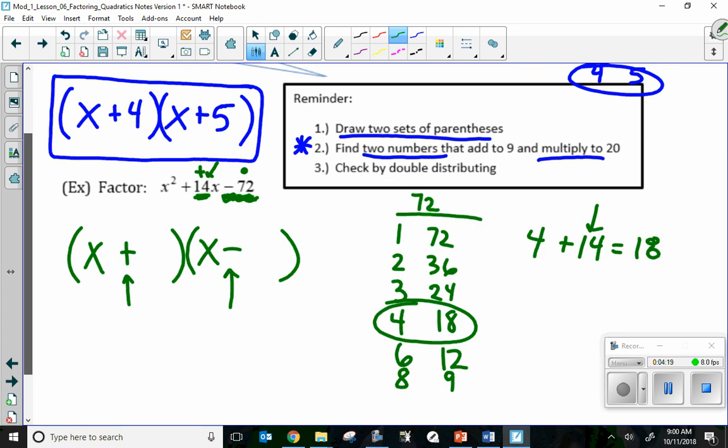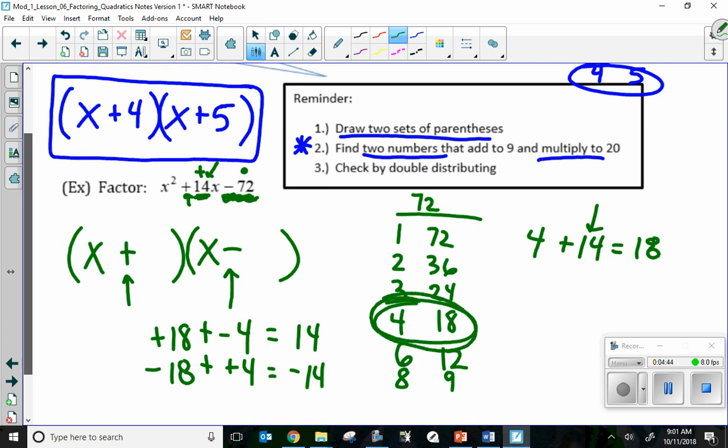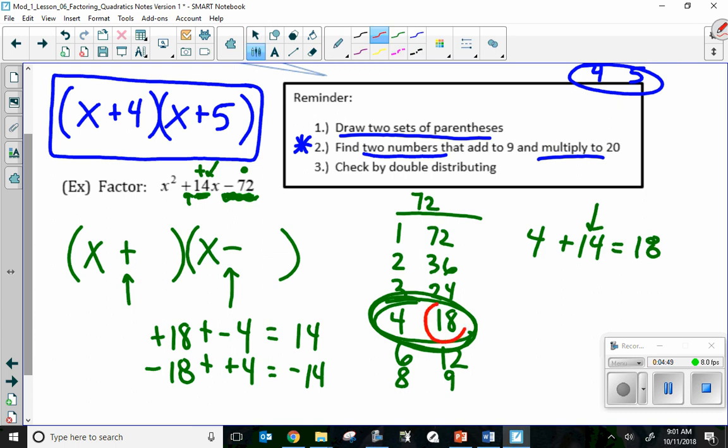But the problem is, do I use a positive 18 and a negative 4? Or do I use a negative 18 and a positive 4? Which one of those adds to 14? This one adds to positive 14. This one would add to negative 14. I want a positive. There's a little trick here. If I get my values, the bigger number, okay, 18 is the bigger number, right? That always takes whatever the middle sign is. Okay, so let's go over this again. Two numbers that multiply to be 72 that are different by 14. Here we go. 18 and 4. And the bigger number, 18, always takes this middle sign. All right?